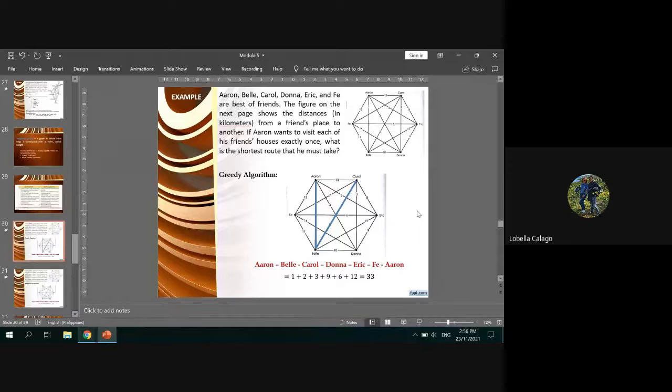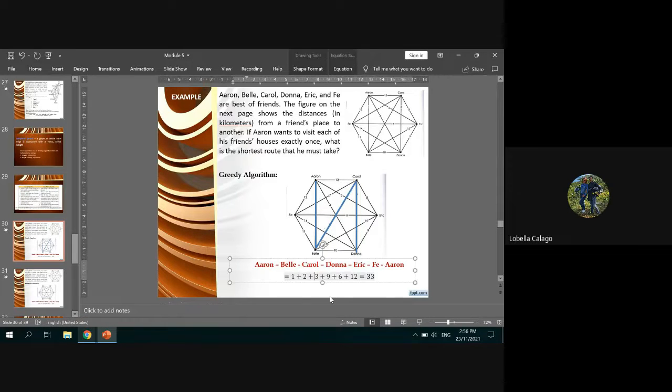Now, we still have unvisited Fe, Eric, and Donna. We will not go back to Aaron yet, because we need to pass through all of his friends before going back to Aaron. So we have Carol to Fe, which is 7, Carol to Donna, which is 3, and Carol to Eric, which is 8. Obviously, Carol to Donna, because it is the lowest, which is 3.